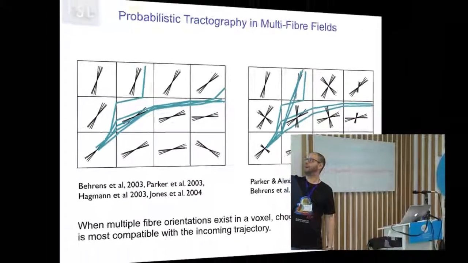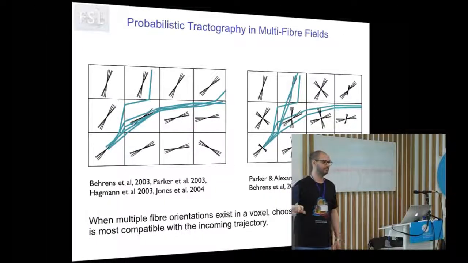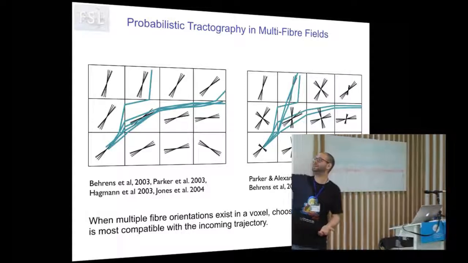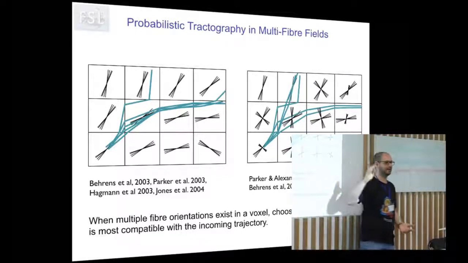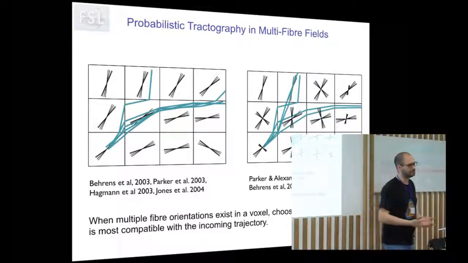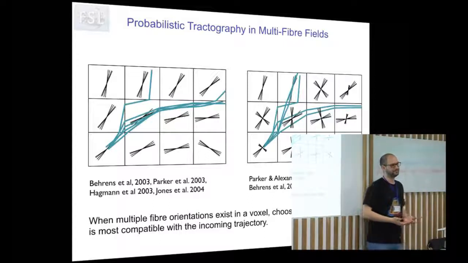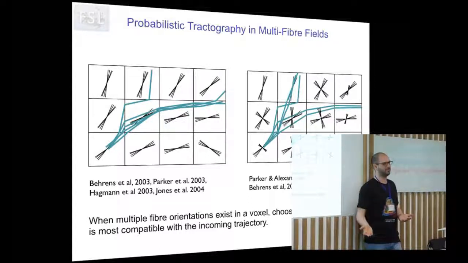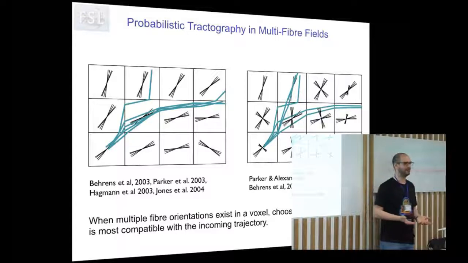And you propagate along the most collinear one, right? Because, again, it is true, maybe anatomically, these fibers can also take the 90-degree turn, but it is very unlikely, right? So what you tend to do is follow the most collinear one, given a certain angular threshold.